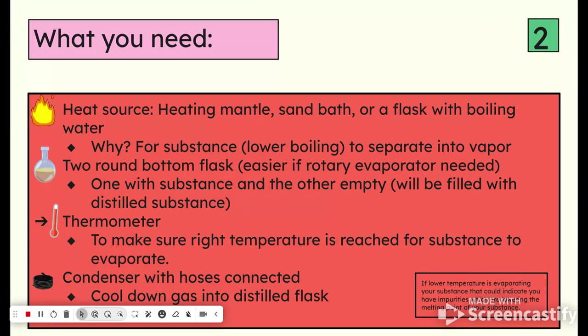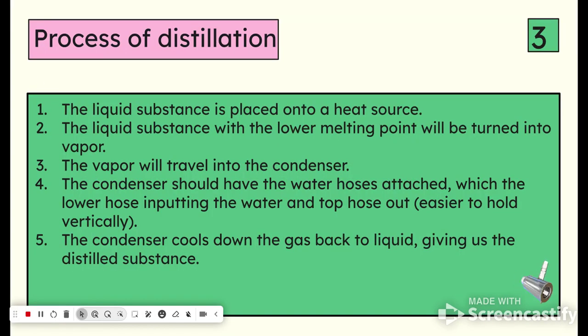And of course, the condenser with hoses connected at the bottom, if holding it vertically, that should be where the water is coming in, and on the top it should be where the water is coming out. And this condenser helps to cool down the vapor, and over time it starts to get a little bit colder, which you could see as you're doing your distillation.